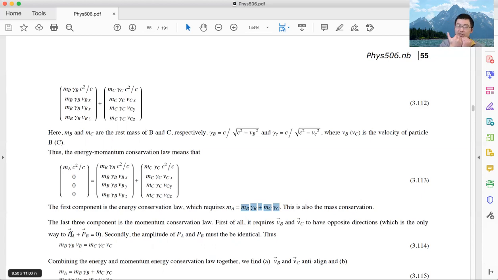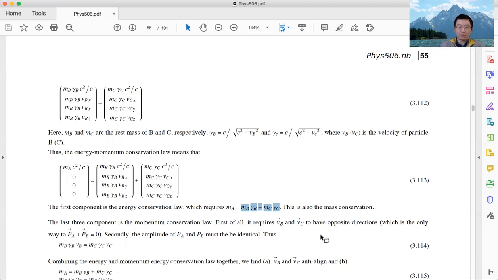First of all, the velocities of particles B and C must be in opposite directions. Because the momentum of particle B plus the momentum of particle C should equal 0. The only way to make sure that the two vectors add up to 0 is to make sure these two vectors are pointing in exactly opposite directions. If there is an angle between these two vectors, if they're not pointing in opposite directions, then when we add them together, it cannot be 0. If we want the total momentum to be 0, we need to make sure that the velocities of particles B and C are in opposite directions. So B and C are moving along the same line, but in opposite directions.